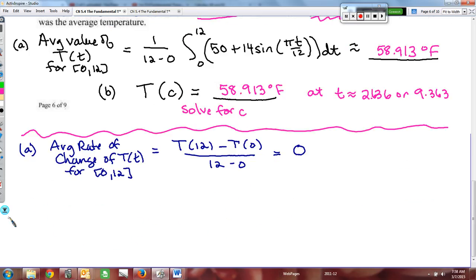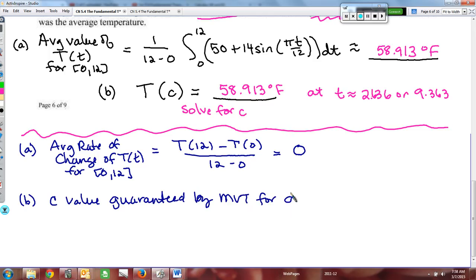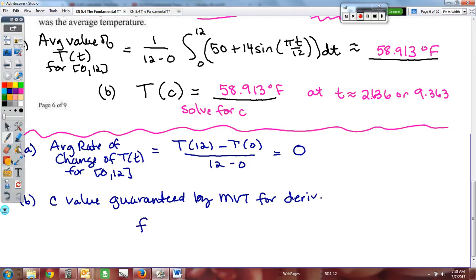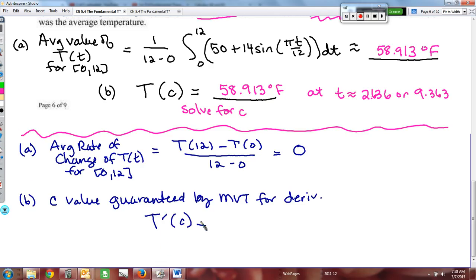And then if I were asking you to find the C value guaranteed by the mean value theorem for derivatives, that's where at some point my derivative, and I don't have an F here, so let's use the notation that we have, at some point my instantaneous rate of change on this function should be equal to my average rate of change, T of b minus T of a over b minus a.